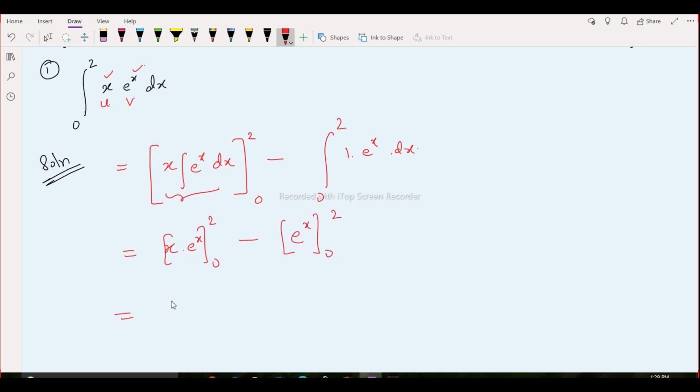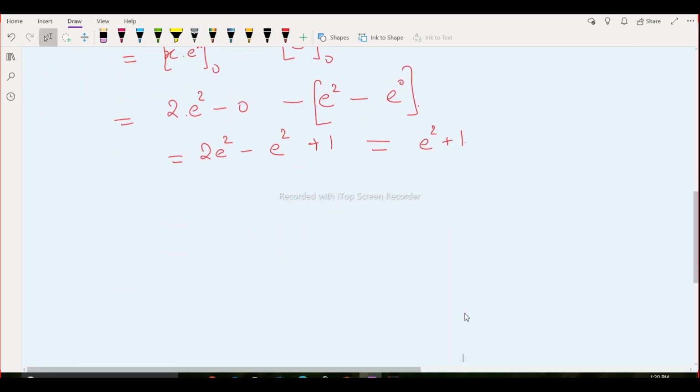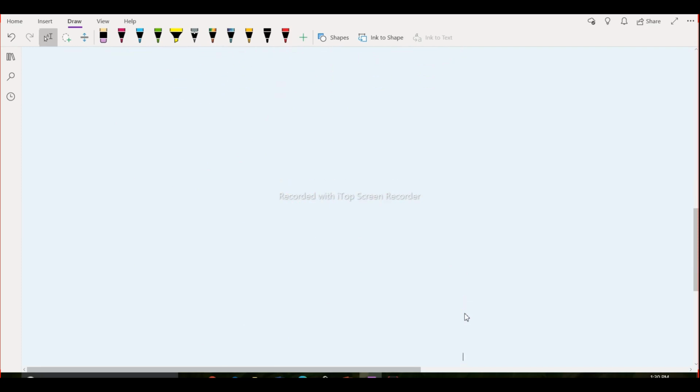Now let's put the limits, so 2 e raised to 2 minus 0, and here you have e raised to 2, and let's make this bracket, and e raised to 0. So what you have is 2e square minus e square, and e raised to 0 is 1, so plus 1. So finally the answer is e square plus 1. So this is the answer. Okay, so very simple process. Just identify the type and apply the formula. Okay, let's try the next one.